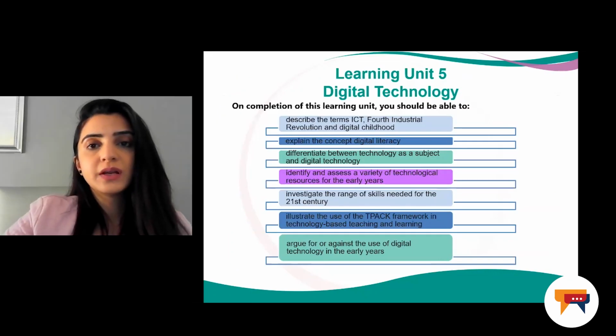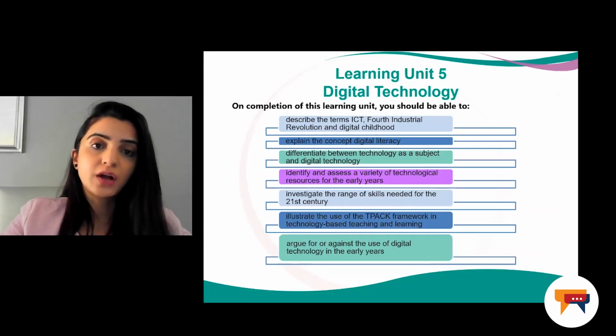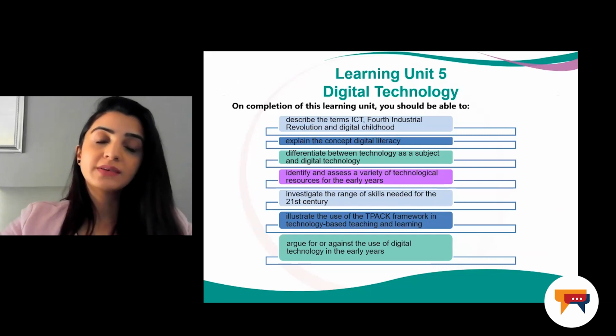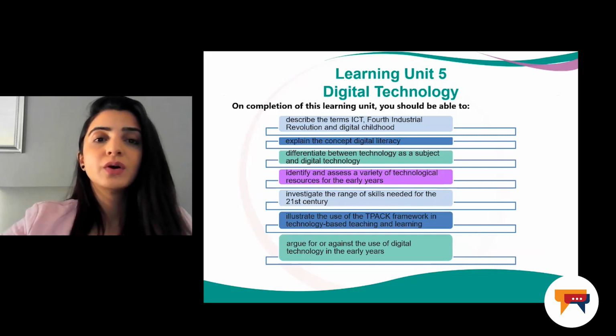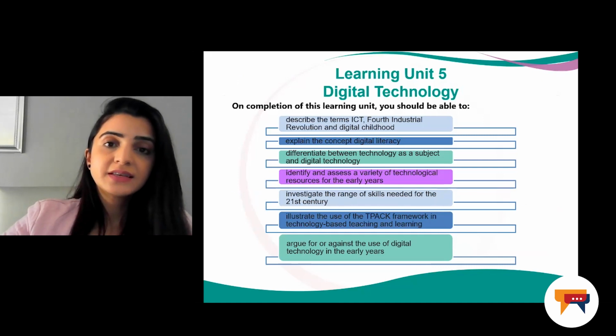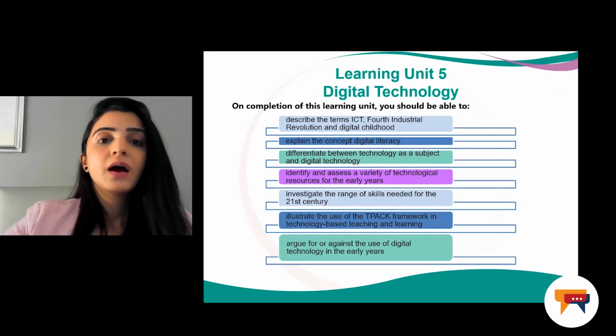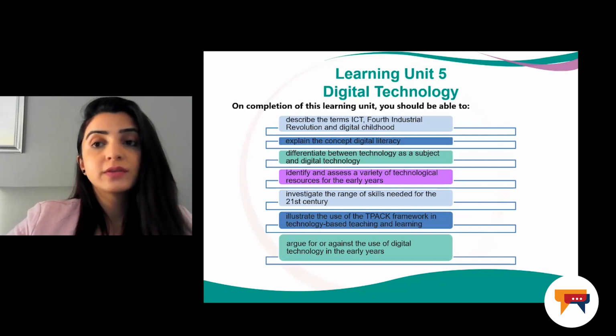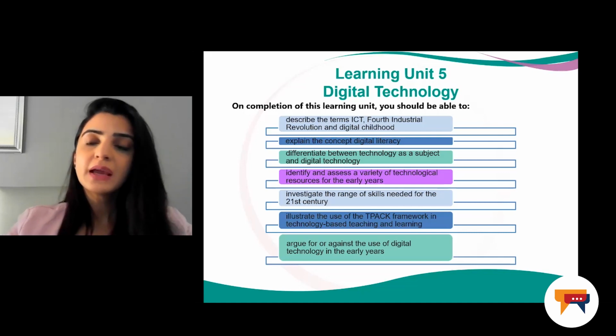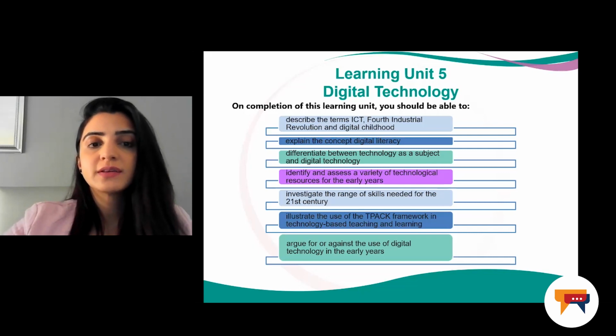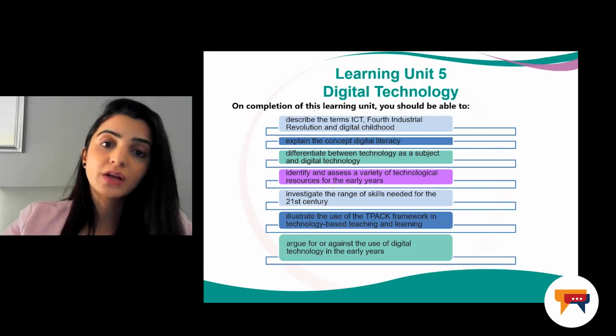We move on to Learning Unit 5, which is digital technology. On completion of this learning unit, you should be able to describe things like ICT, the fourth industrial revolution, and the digital childhood. You are expected to explain the concept of digital literacy and be able to differentiate technology as a subject and digital technology as well.